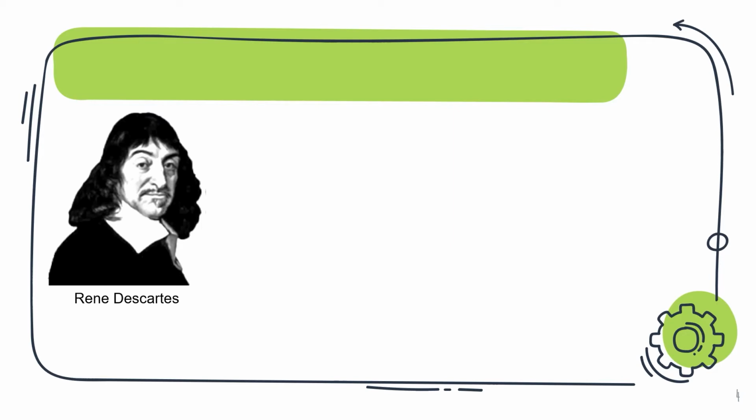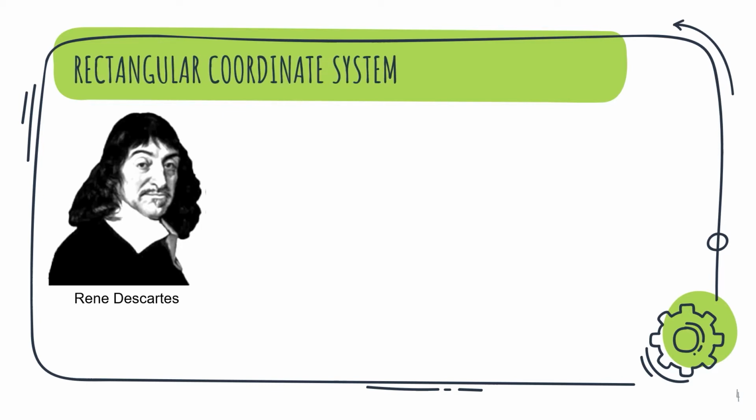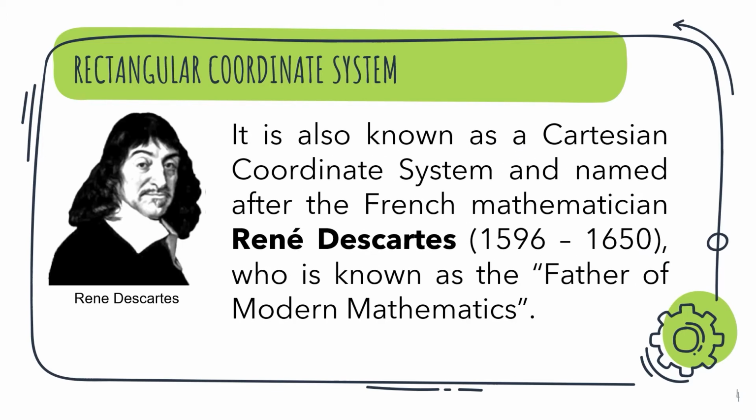The idea of describing a location or a point on a plane was systematized by René Descartes, a 17th century French mathematician and philosopher, when he invented a system that relates the correspondence between the points on a plane to a pair of real numbers. This system is called the rectangular coordinate system. It is also known as the Cartesian coordinate system, named after him, who is also known as the father of modern mathematics.